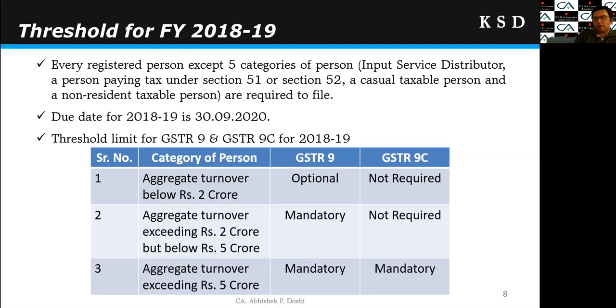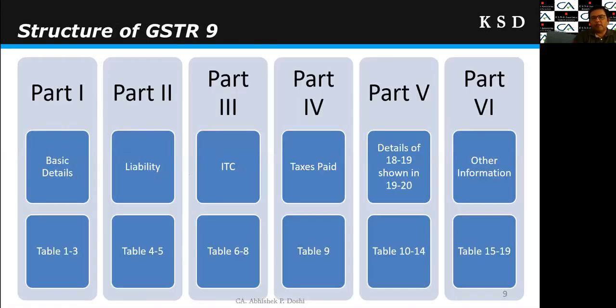So all the registered persons whose turnover exceeds rupees 5 crore are supposed to file GSTR 9 as well as GSTR 9C. So both forms are mandatory for such persons. So this is about the basic threshold for FY 18-19. Then we come to the structure of the GSTR 9. What is the structure of the GSTR 9? GSTR 9 has been divided into 6 parts.